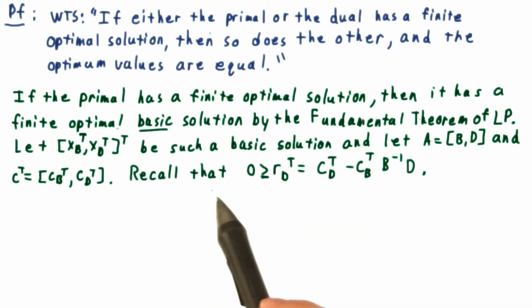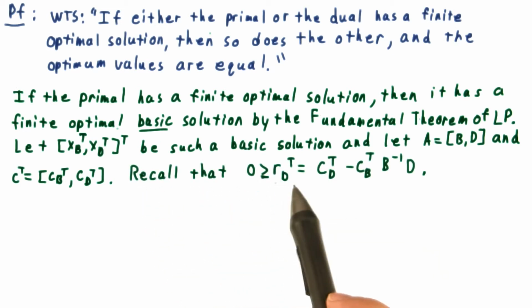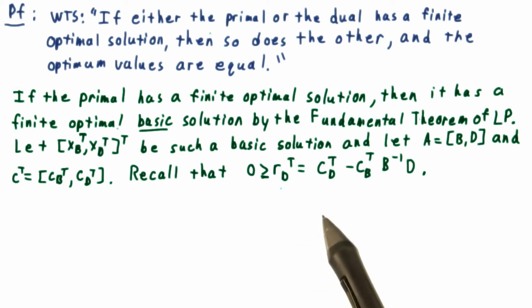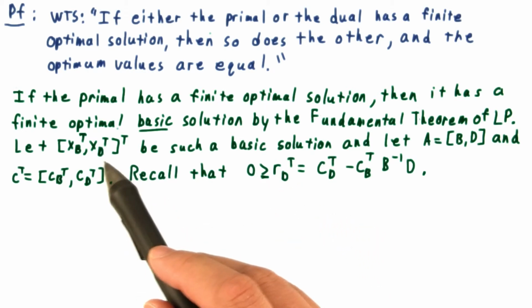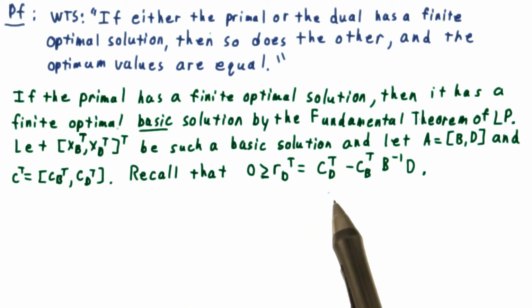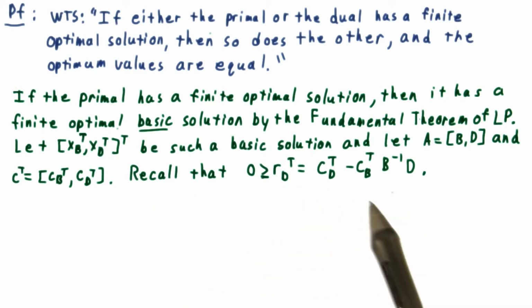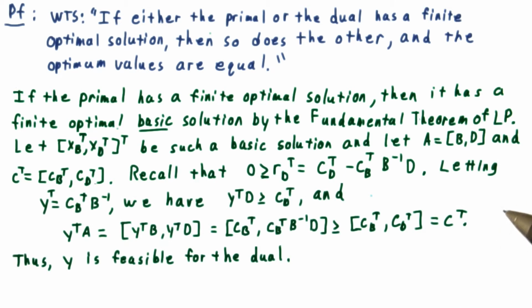Recall then from the simplex algorithm that this vector R_D, which represented the effects of moving along one of the directions in x_D, had to be non-positive. Otherwise, this basic solution wasn't optimal. Now we're actually going to construct a solution for the dual. We'll let y transpose be c_B transpose times B inverse.